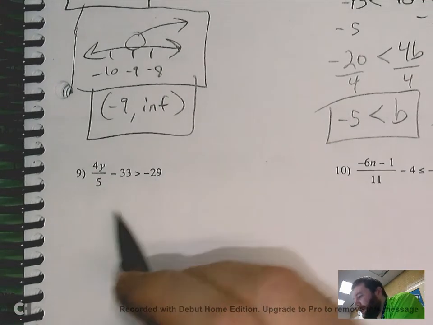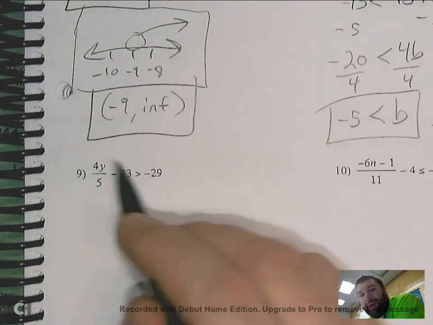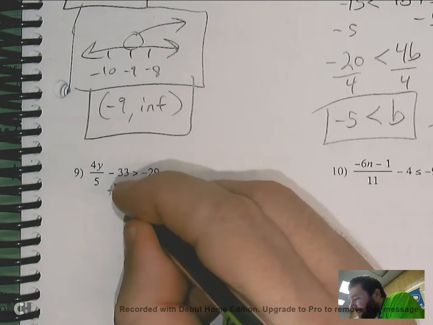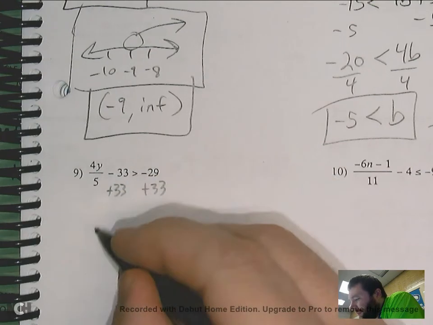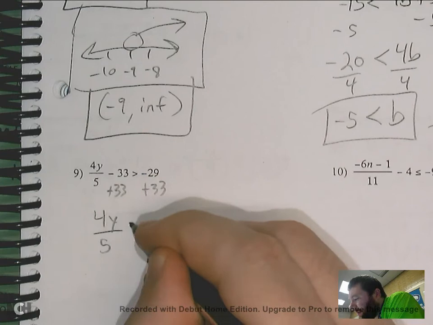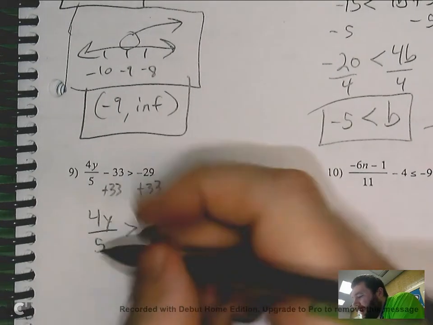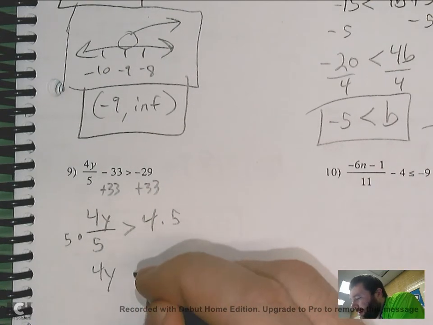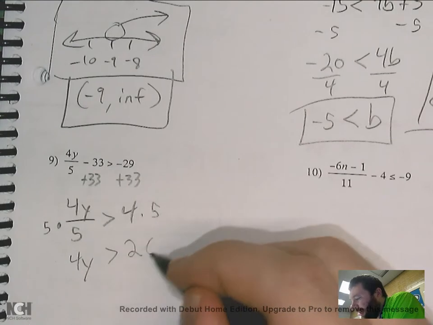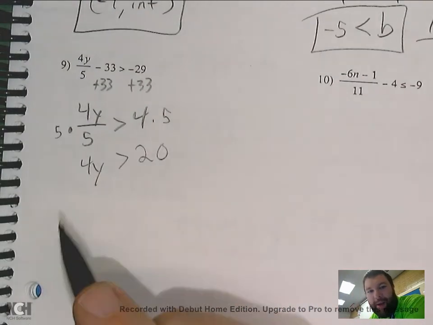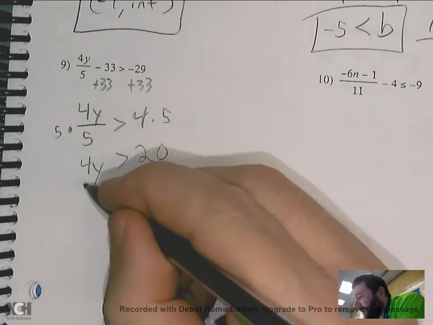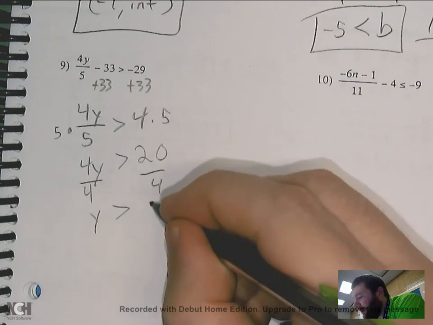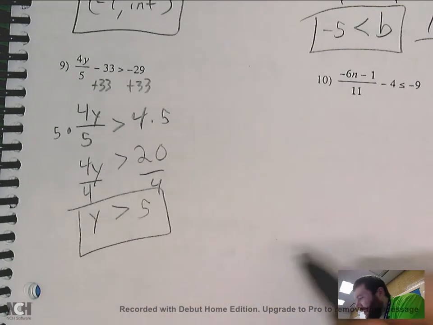All right, so this one, we got a couple of best friends over there. We're going to worry about them last, but we're going to get rid of this add, subtract first. So it's subtracting, so we're going to add them. Add 33. Gives you 4y over 5 is greater than 4. And then you're going to multiply by 5. Gives you 4y is greater than 20. Again, didn't change anything because it was a positive 5. And then divide by 4, which is also positive, so it's not going to change anything, and y is going to be greater than 5. So there's one answer.